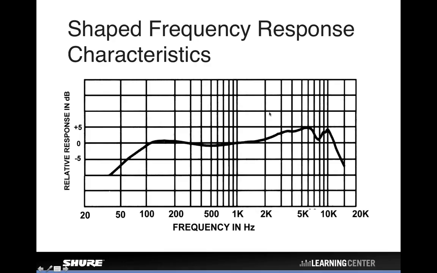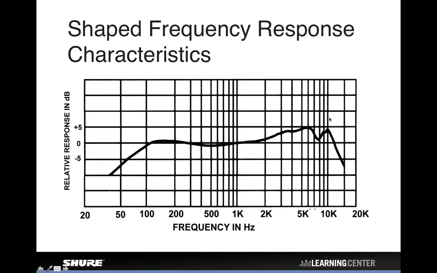And then as it turns out, up here in the 2 to sort of 5, 6K range, this is what we refer to as a presence peak. What this is doing is boosting the response of the microphone in a range where consonant sounds are, and consonants are what is important to intelligibility and understanding what's being said. So this is actually the response of the SM58 dynamic microphone, and part of the reason it's been so successful is because of this presence peak right here.